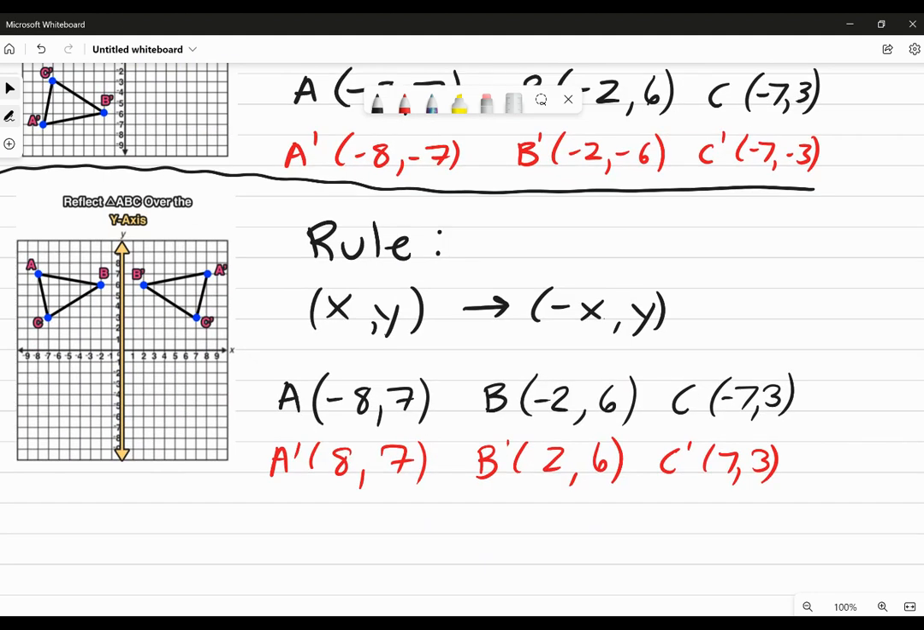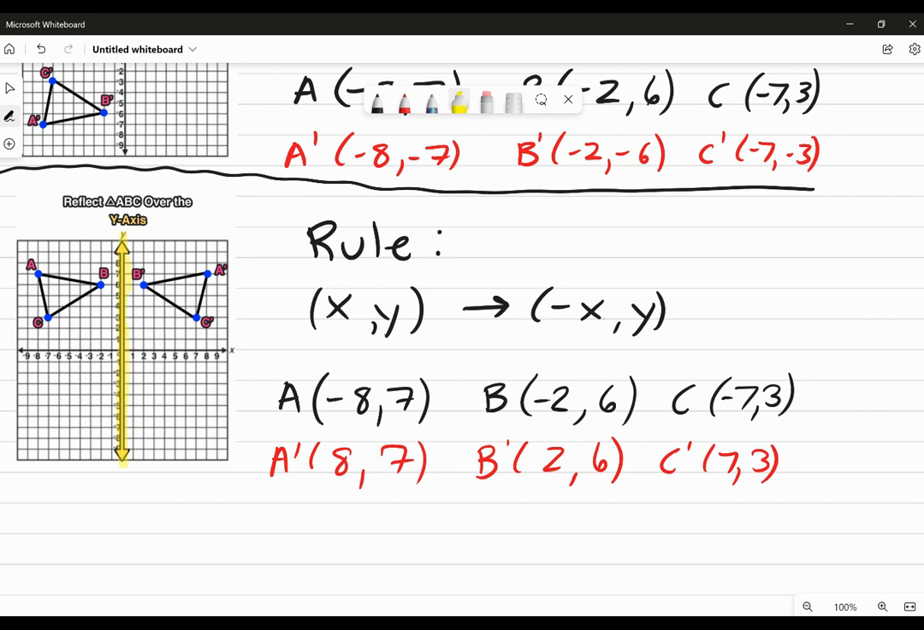The other thing we practiced yesterday with reflections was over the y-axis. Again, using your highlighter, make sure you identify the y-axis. The y-axis is the vertical axis in a coordinate plane, so I just highlighted that in yellow. We discovered yesterday the rule when you're reflecting over the y-axis is that now this time the x values change their sign and the y values stay the same.